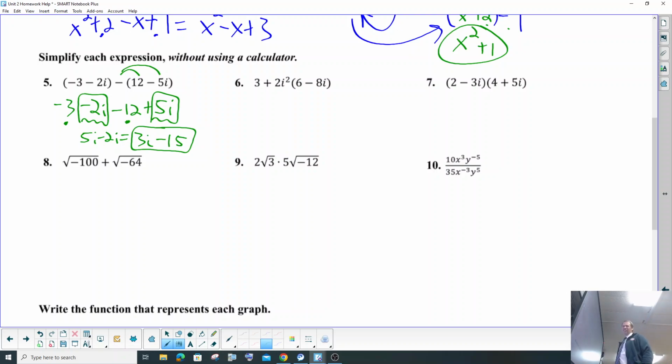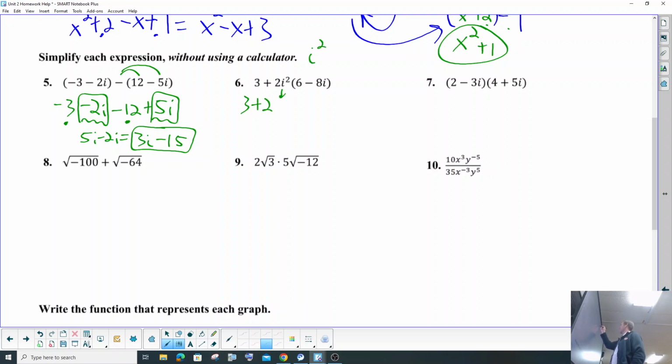Number 6. You're going to seashell, but you're not. It looks like you only have a parenthesis with the 6 minus 8i. But you know what? I noticed that i squared already. Probably turn that to a negative if you can. Make it a lot easier. So this is going to be 3 plus 2i squared.